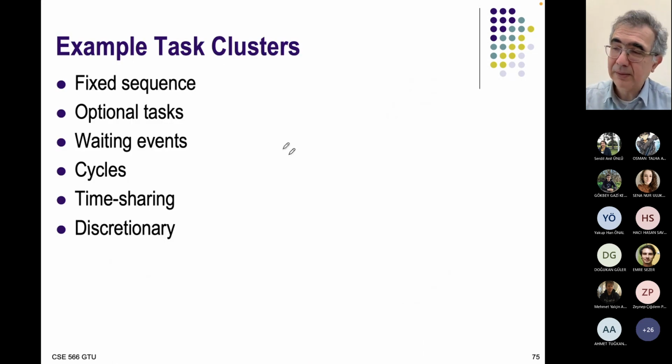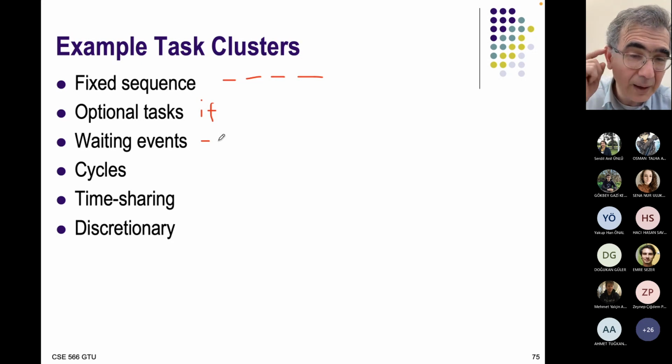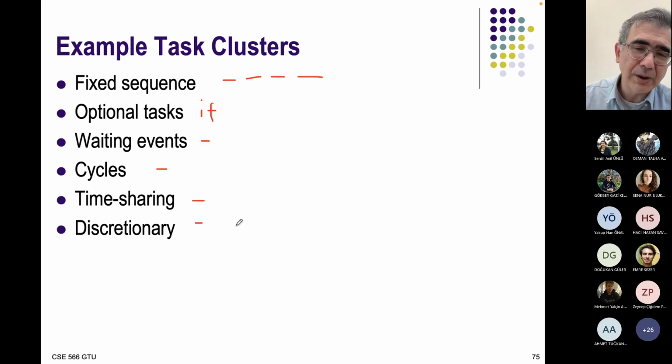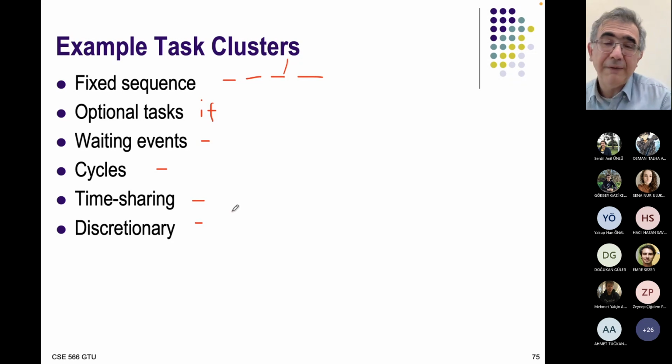Some of them are fixed. This one is done, this one is done, this one is done, this one is done. In the optional tasks, there is an if: sometimes done, sometimes not, sometimes until something happens. So it is like a clock set, iterations, time sharing, or optional. So these are the task clusters. Some of them are optional, some of them are cycles. So write down if there is such.